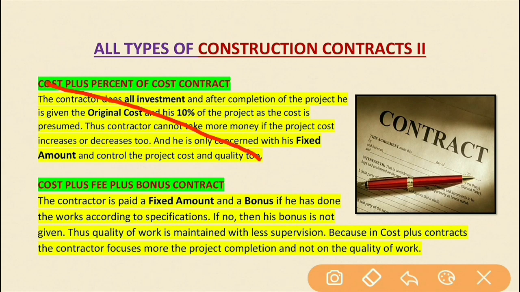So the contractor focuses more on the quality of work, and thus the quality is maintained. The contractor is paid a fixed amount and a bonus if he has done the work according to the specification. If not, his bonus is not given. Thus the quality of work is maintained with less supervision. Less supervision is required, because in the cost plus percent of cost contract, the contractor focuses more on project completion and not the quality of the work. In the fourth type the quality was not maintained, but in this type the quality can be maintained.